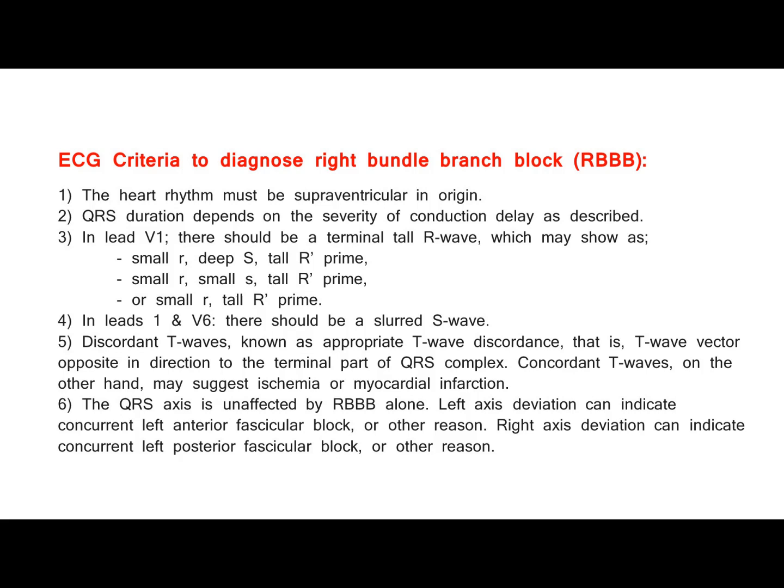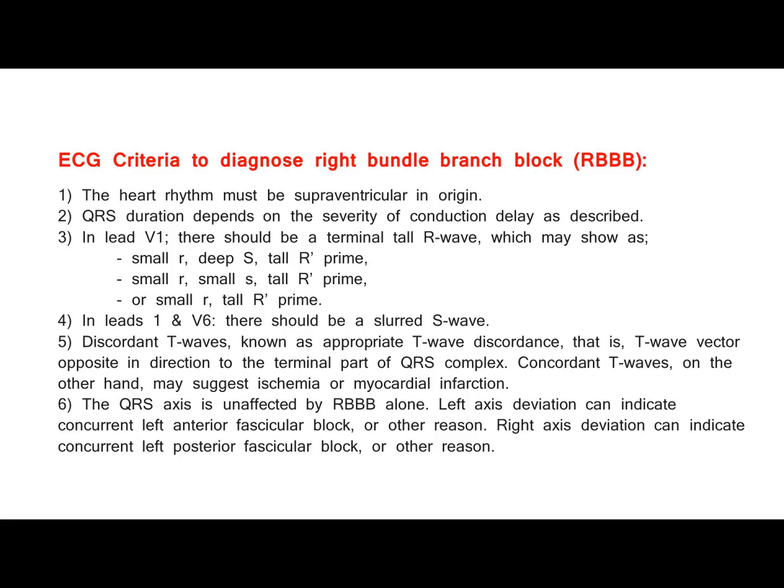4. In leads 1 and V6, there should be a slurred S wave. 5. Discordant T waves, known as appropriate T-wave discordance, that is, T-wave vector opposite in direction to the terminal part of QRS complex. Concordant T waves, on the other hand, may suggest ischemia or myocardial infarction.